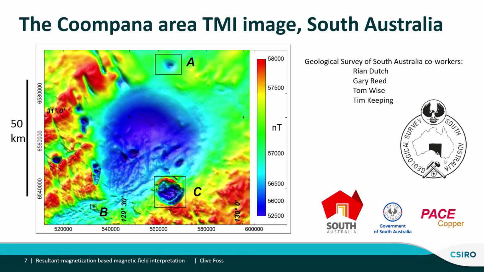In this talk, we'll look at the simple anomaly A up in the north. We'll look at a smaller anomaly B over a shallow magnetization to the south, for which we want to derive a drill target. And we'll look at the complex distribution of magnetization in area C.